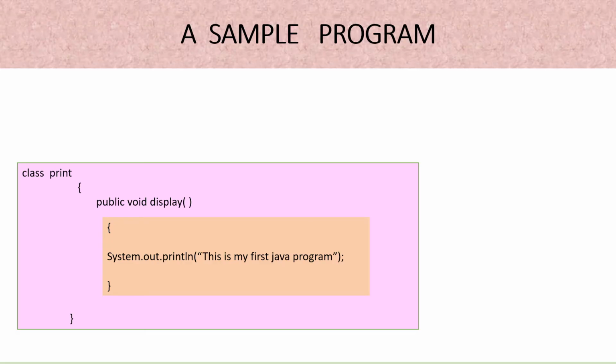So let's understand keywords and identifiers in a simple Java program. Here I have written a very simple Java program to display a statement. This is my first Java program as the output. Every Java program starts with the word class. As this word class is fixed, reserved for every class, we may call it a keyword.